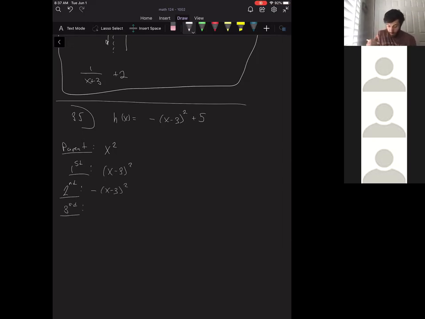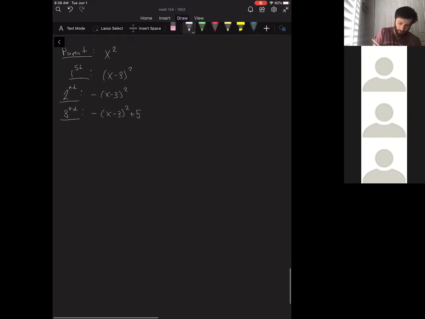And the last is going to be adding that 5. So we're going to have 4 graphs here. Start with the parent function, then we have our first, second, and third transformation. So we've graphed this parent function before, the x squared. So we know that looks like the parabola, with that U shape moving upwards.